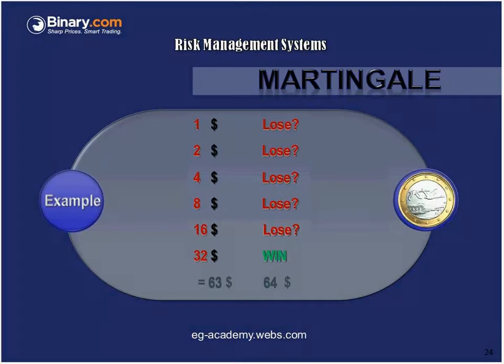So your last stake, the winning one, was 32, and you win 64. So $1 more than you had to stake. That's how it works.